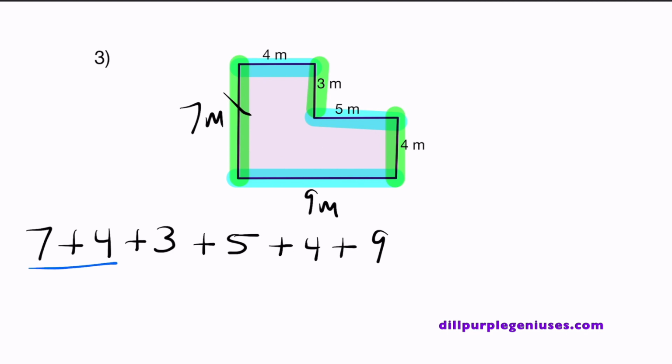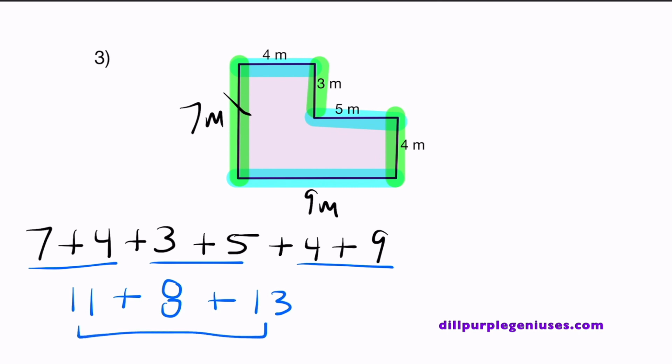So 7 plus 4 equals 11. And then 3 plus 5 equals 8. And then 4 plus 9 equals 13. So it's okay if you can't add these all up in your head. Sometimes mental math can be hard. So it's okay to take a moment and go on the side and add them all up.